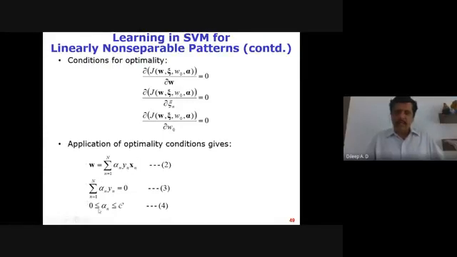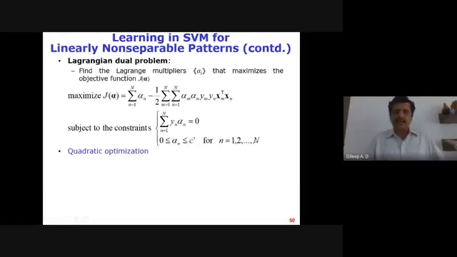A new constraint comes in here, which is on the Lagrangian coefficients. Earlier they were just non-negative, but now they are bounded between 0 and C, where C is a trade-off parameter. Substituting this back into the Lagrangian primal expression from the previous case, we get the same expression as what we saw earlier. This is basically now my optimization problem.